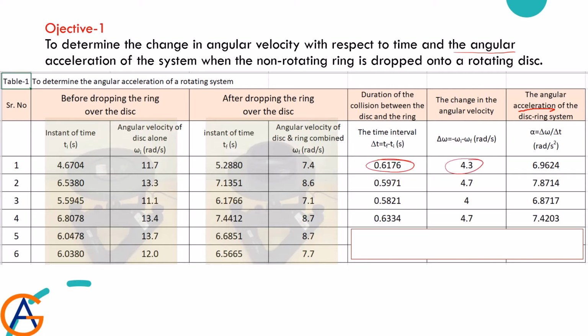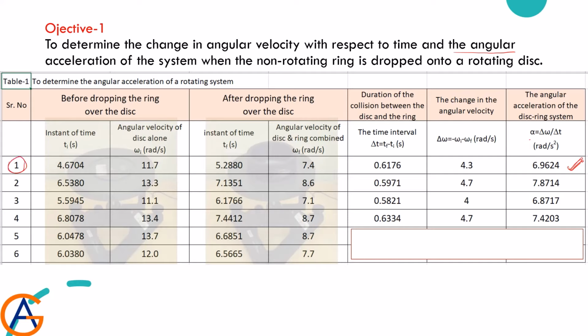From these two, using the formula alpha, the angular acceleration, equals delta omega by delta t. Just divide 4.3 by 0.6176. The answer is 6.9624. So this is the angular acceleration of the system we got in trial 1.